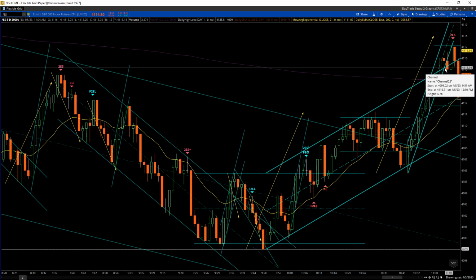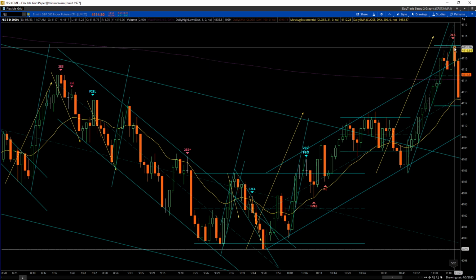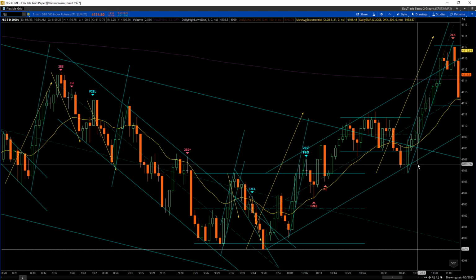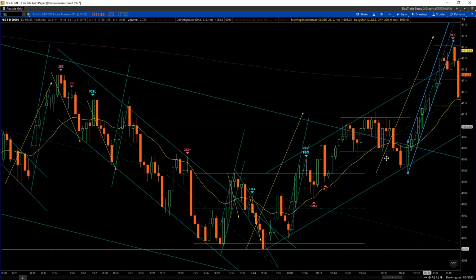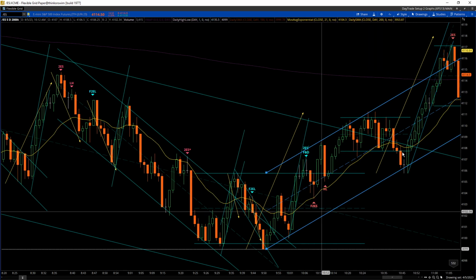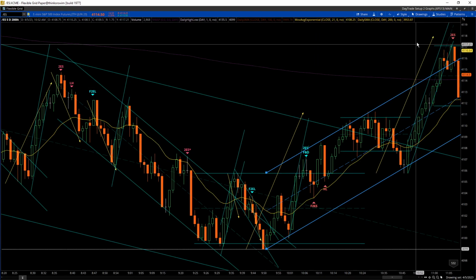Excuse me. It is a break of this channel. It has a decent signal bar. And I was wondering if it would test the high because I had a conflicting thing going on. I had this drawn as my short-term trend channel, and I also had this as my bigger trend channel. Now, it also made a measured move up to here and another measured move up to here.